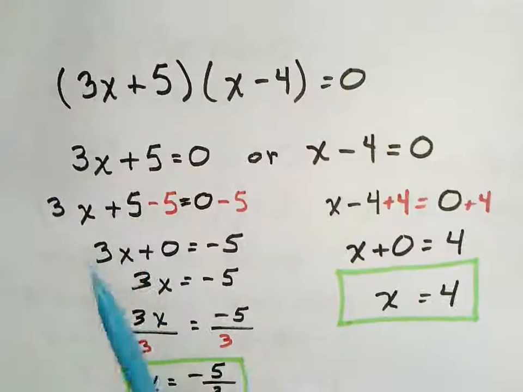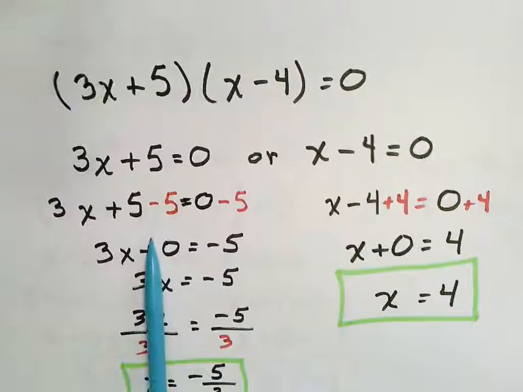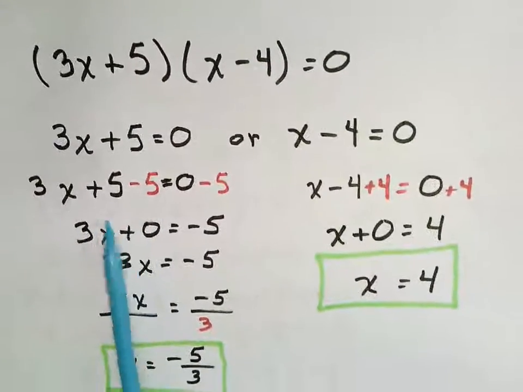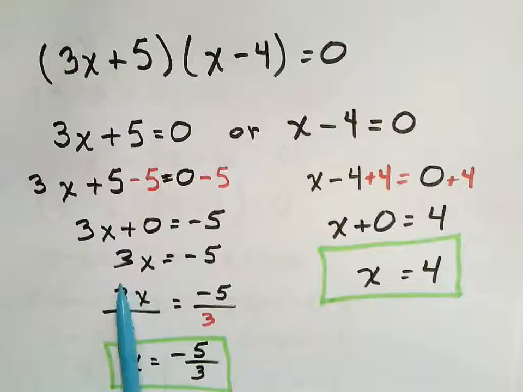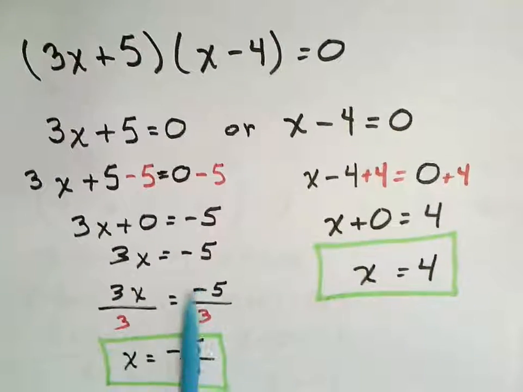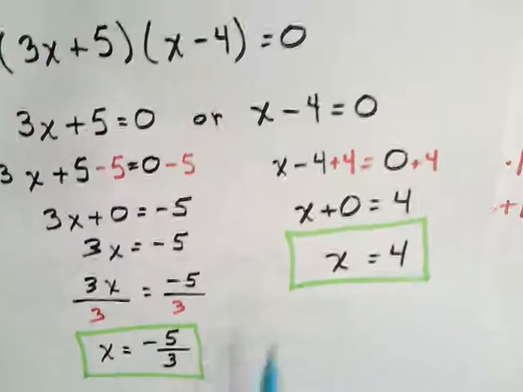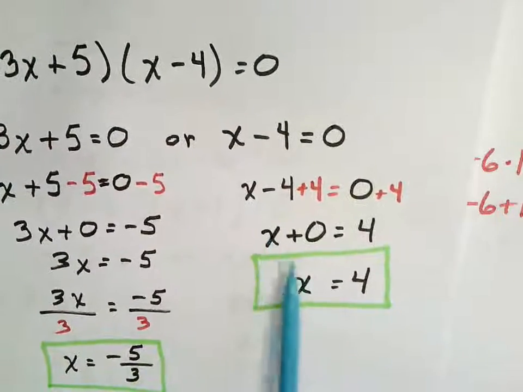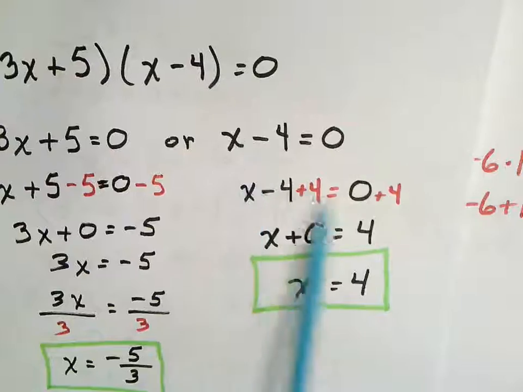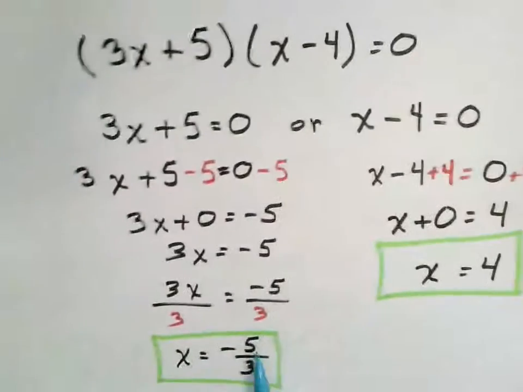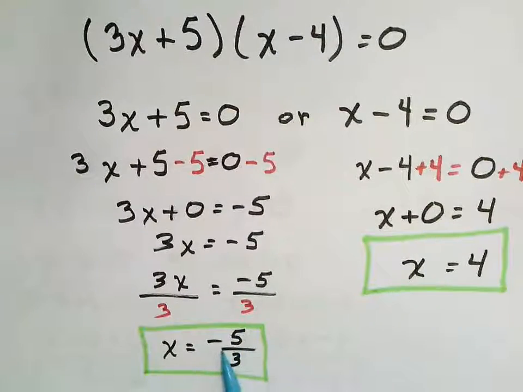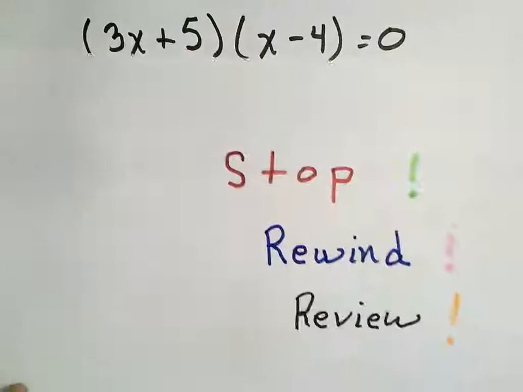Let's look at this side first. Here, we're going to subtract 5 from each side. We get 3x equals -5. We divide each side by 3. We get x equals -5/3. Over here, adding 4 to each side, we get x equals 4. So our two answers will be -5/3 and 4.